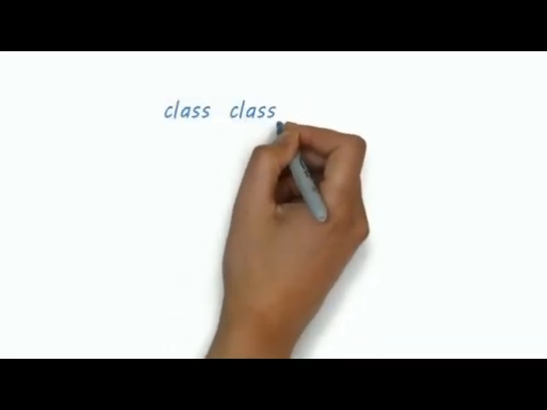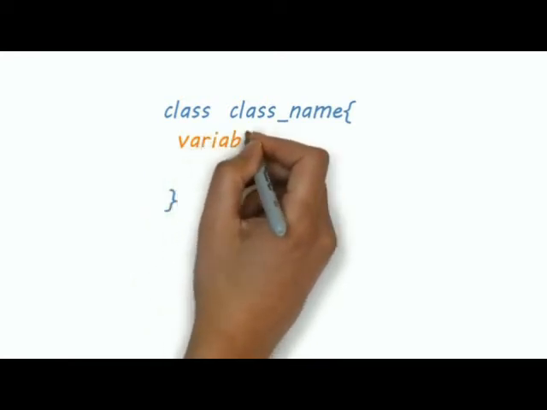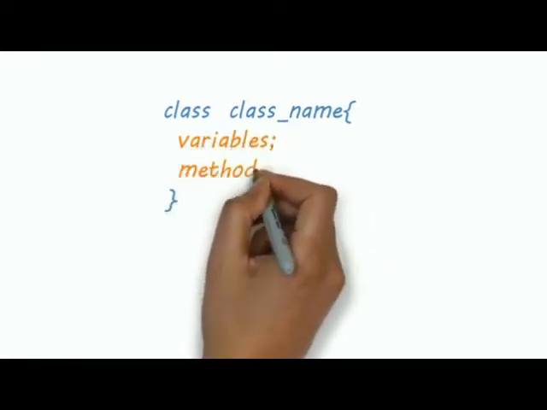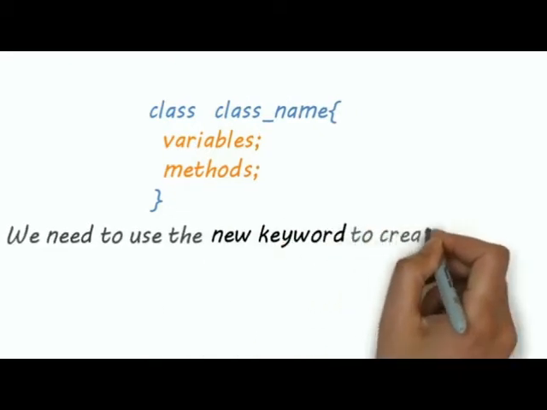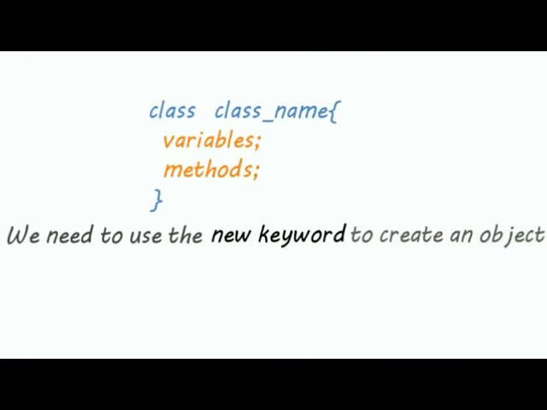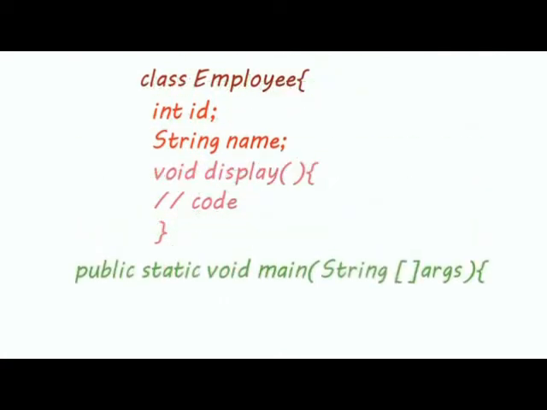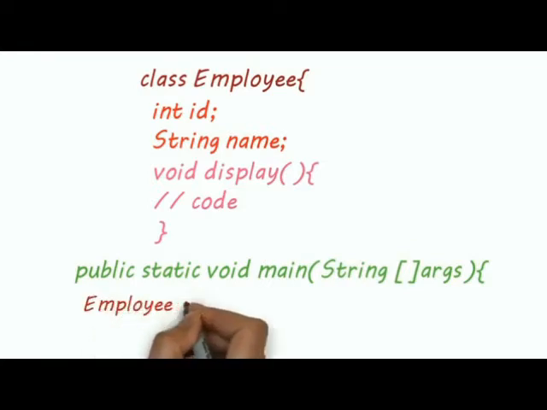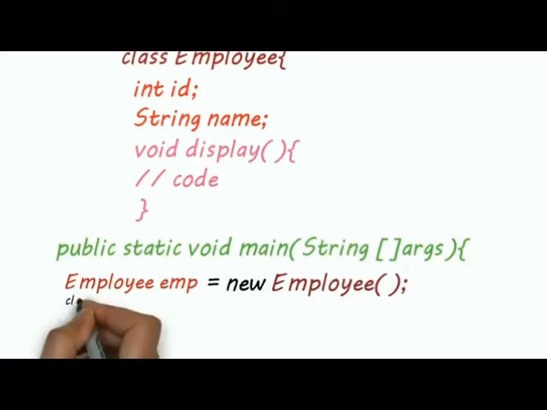First the keyword class, then class name, and that's it. We can create variables and methods inside class. We need to use the new keyword to create an object. For example, I am creating a class employee with an integer ID and a string name. Let's create an object of this class inside main method. So public static void main and employee emp equals new employee. So this is the syntax or way of creating an object.